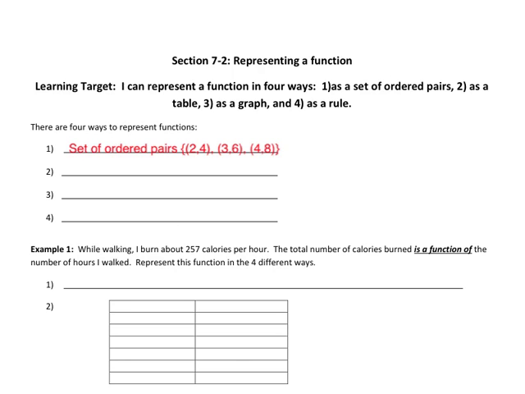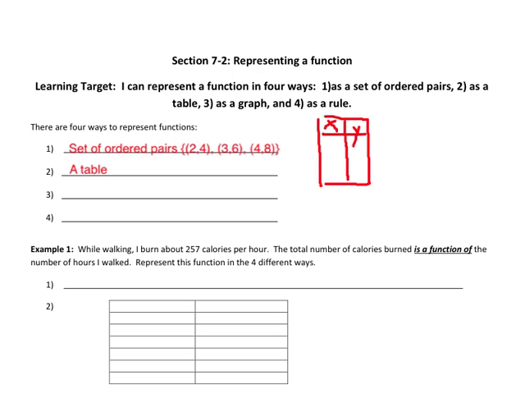So I put an example of a set of ordered pairs there. (2, 4), (3, 6), and (4, 8) is a set of ordered pairs. The second is as a table. So a table would look like this, where we have the X column and the Y column. We could set up our tables as vertical, or we could have a table more long than it is wide, and then that would be the same thing.